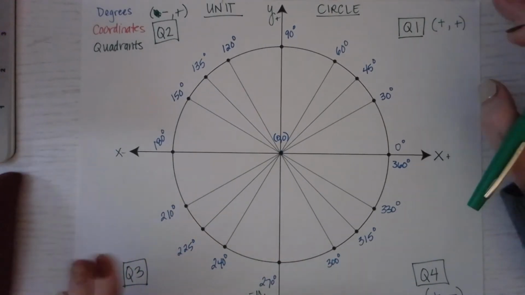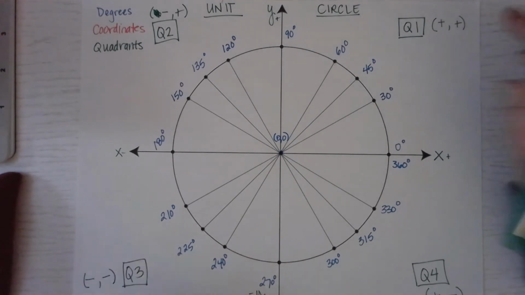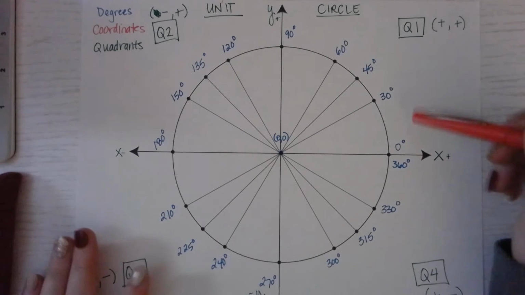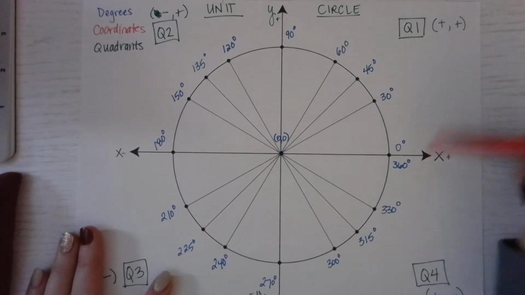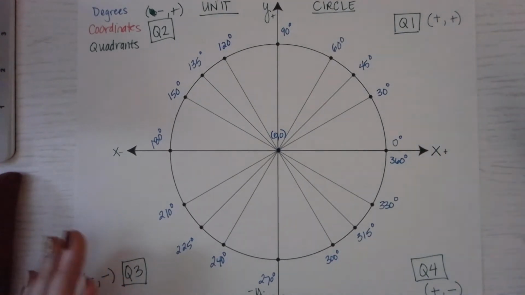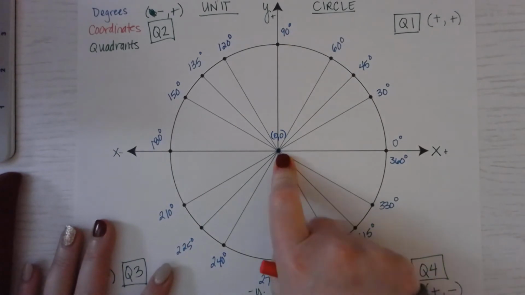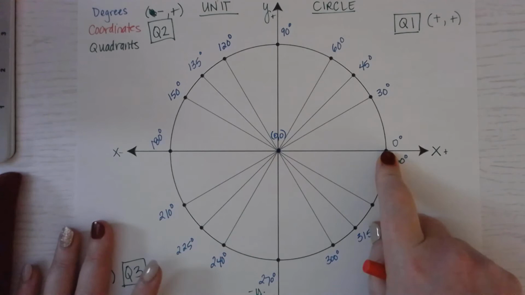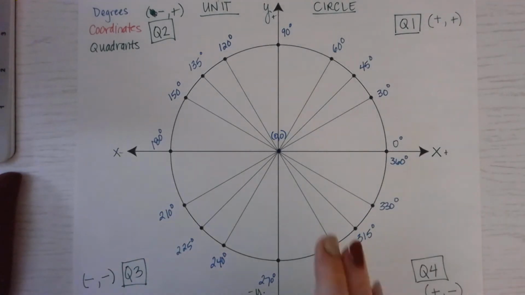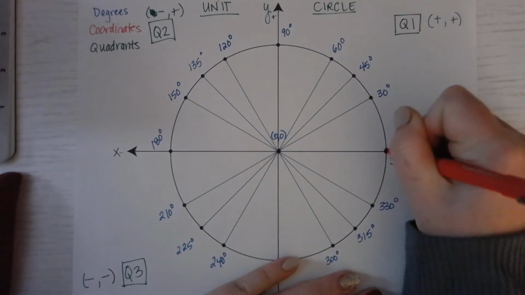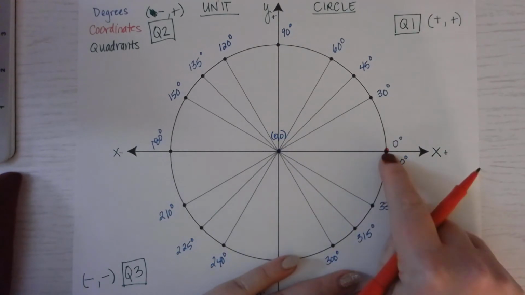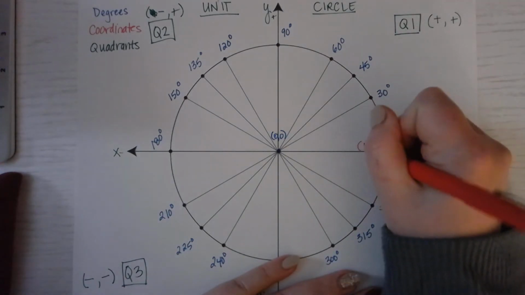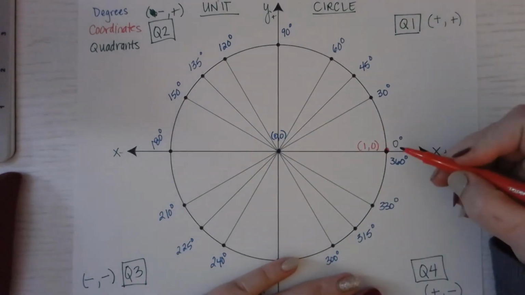So now that we have labeled our quadrants and we have a general idea of where our sines and cosines, or our X values and Y values, are positive and negative, we can go ahead and start labeling all of our coordinates. So again, our unit circle has a definition that a circle is centered at the origin of a coordinate plane with a radius of 1. Which means if I were to label this point right here, I know that I would be a distance of 1 on the x-axis and 0 on the y.